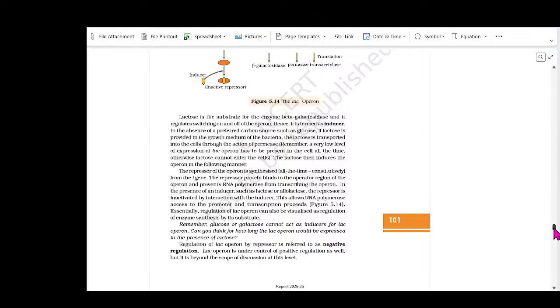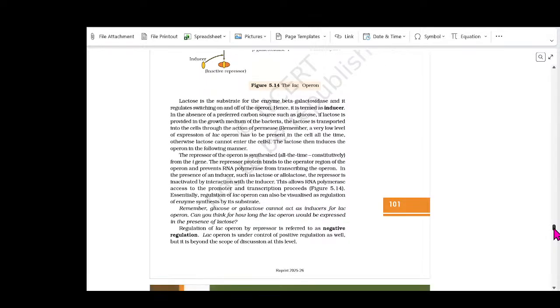The illustration that has been given for the lac operon is no doubt very important. In case any question comes on the lac operon, this must be drawn. Lactose is the substrate for the enzyme beta-galactosidase and it regulates switching on and off of the operon. Hence, it is termed as inducer.